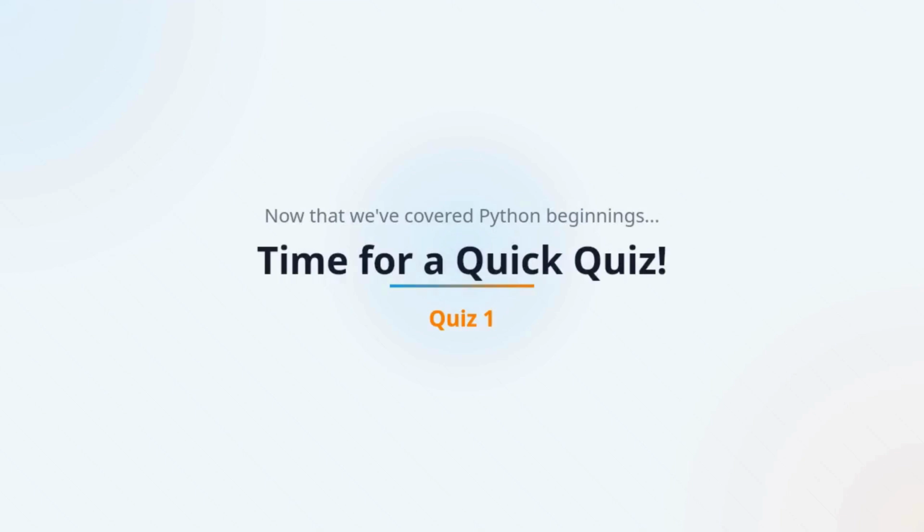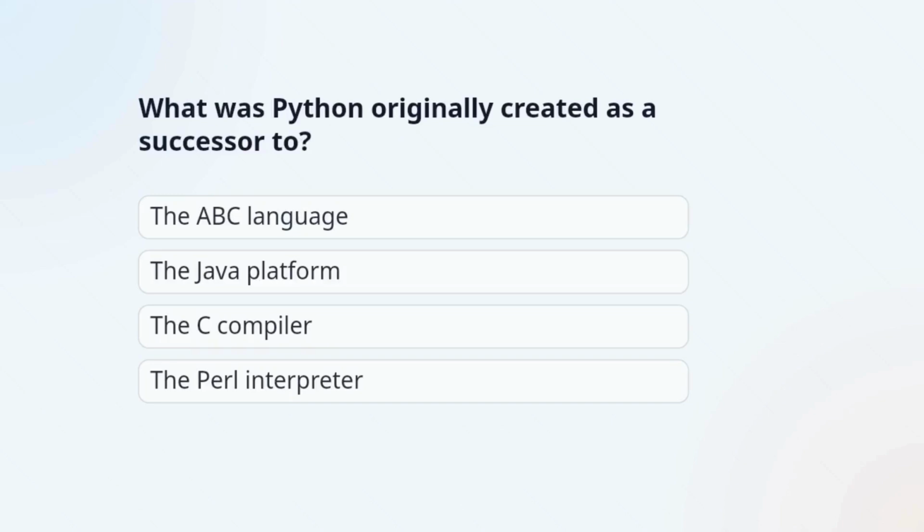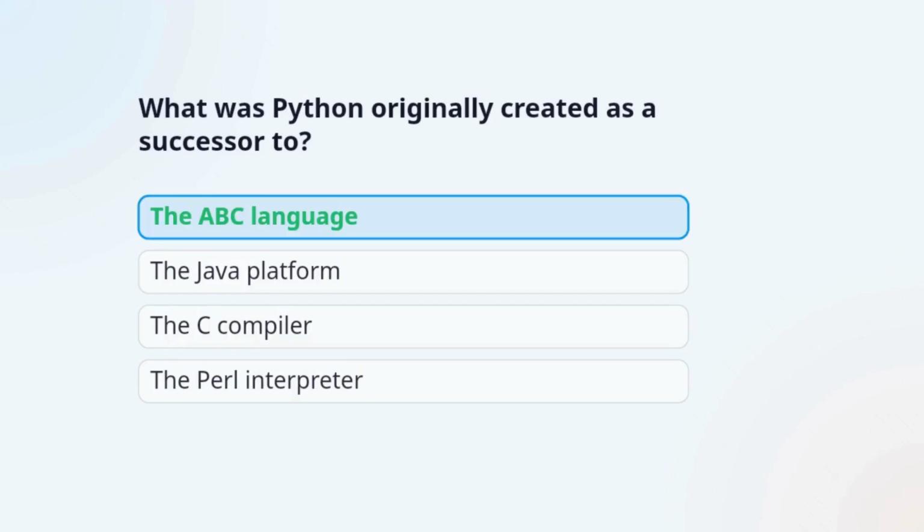Here's quiz number 1. See if you can get it right. Question 1. What was Python originally created as a successor to? The correct answer is the ABC language. Python was started by Guido van Rossum as a successor to ABC, while adding more practical capabilities like exception handling.